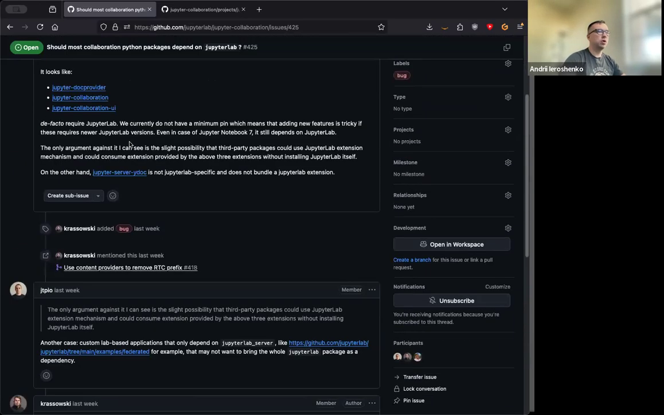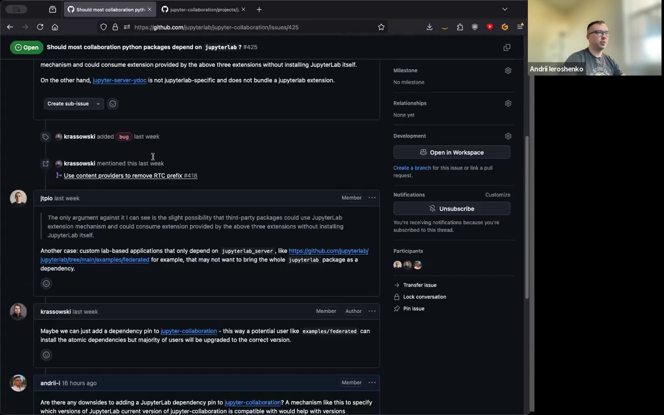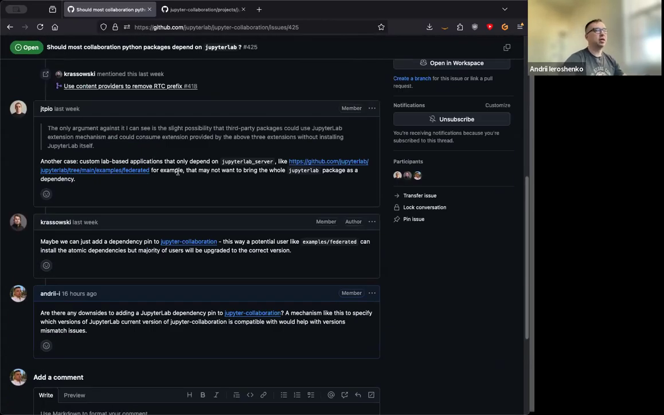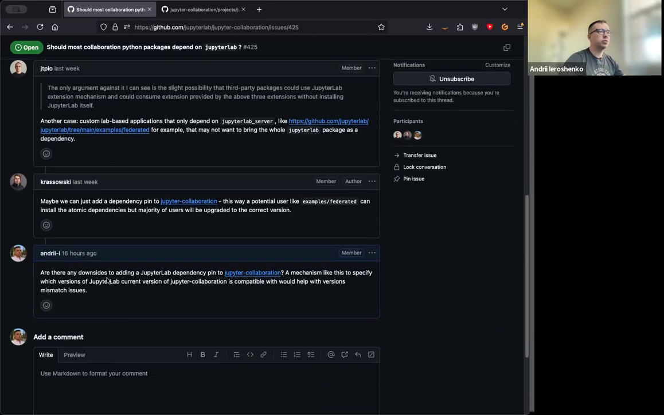I wanted to ask if there are any downsides, because the issue was created just a week ago. Are there any downsides? Are there any reasons not to do it? It does not seem there are a lot of downsides to it. It's a mechanism that would allow us to specify which versions of JupyterLab the current version of Jupyter Collaboration is compatible with, right?